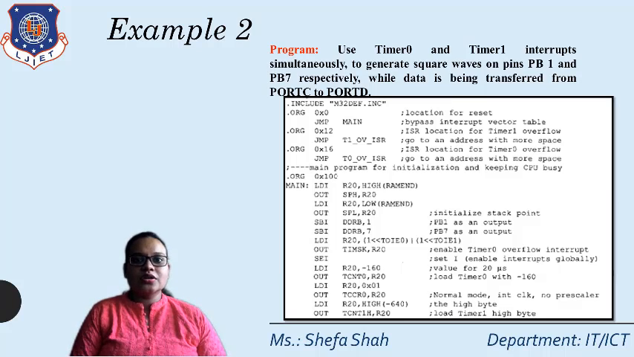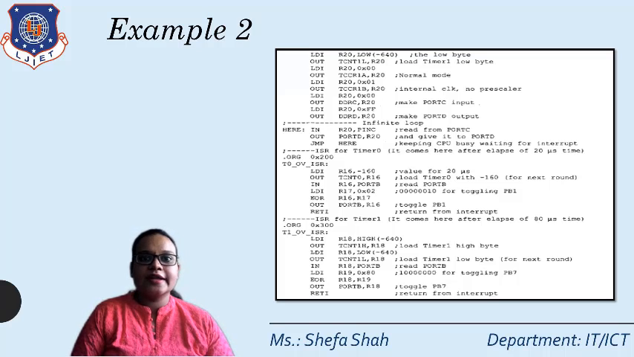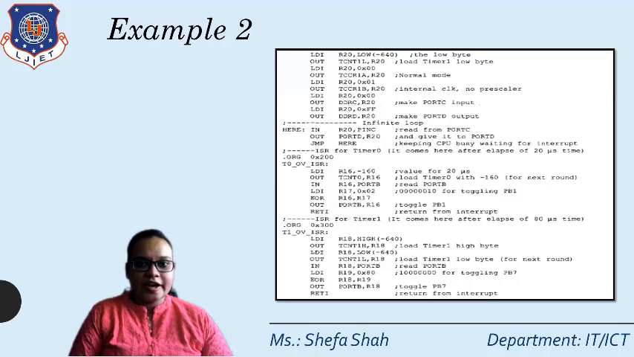Then we have loaded TCNT0, TCCR0, then timer 1, TCNT1L, TCNT1H, and then TCCR1B and TCCR1A. Right. So here we have loaded all the values, and last we have made port C the input port and port D the output port, using DDRC equal to 0x00 and DDRD equal to 0xFF. Okay. So this is all the initialization in the main program.